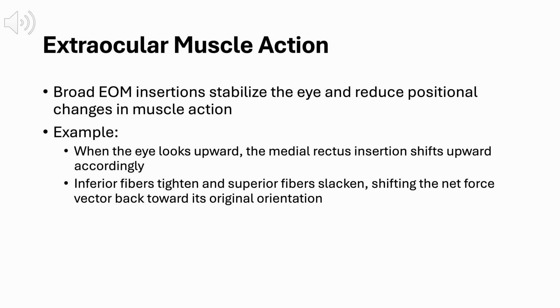As the eye looks upward, the medial rectus insertion effectively shifts upward with the globe. At the same time, the inferior fibers of the muscle tighten while the superior fibers slacken. This redistribution of tension shifts the net force vector back toward its original orientation. The result is that the medial rectus continues to act primarily as an adductor, even as eye position changes. This stabilizing mechanism allows eye movements to remain predictable and coordinated across the full range of gaze.